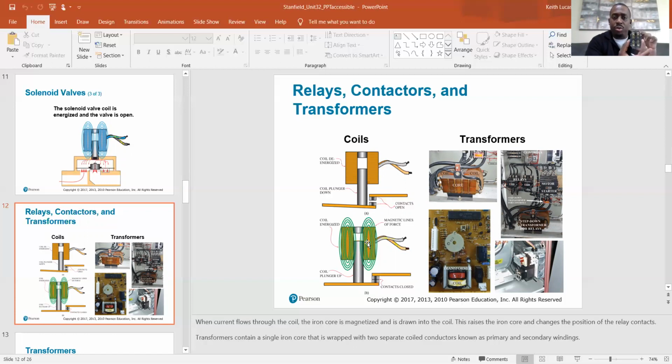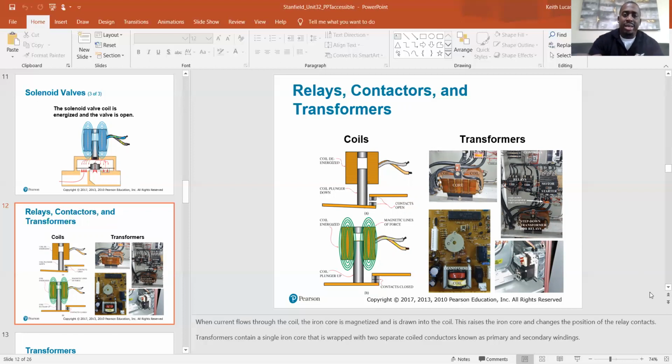And it won't go until you have your 24 volts applied to your coil, and then it's going to pull that contact down, and it allows the 240 volts here to now pass to the other side and energize your motors and operate your motors. So that is how the magnetism comes into play with our contactors. And relays work the exact same way.